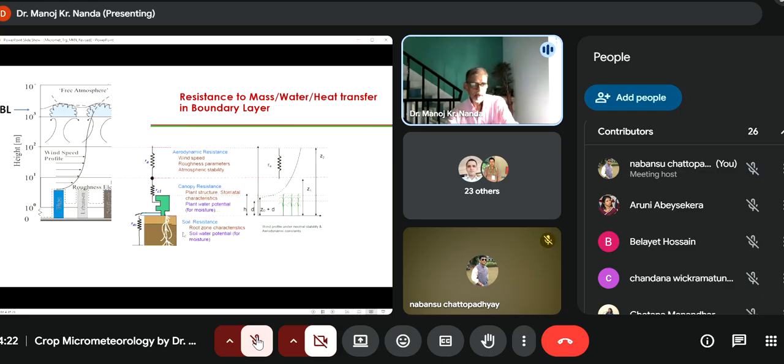When you are considering soil, then the root zone characteristic is important and soil water potential is important. So here, the hydraulic conductivity and soil water potential are playing a role. I'm talking of water transfer, for example. Then when I'm talking about canopy, the stomatal resistance is important and canopy distribution is important also. And plant water potential is also important for moisture.